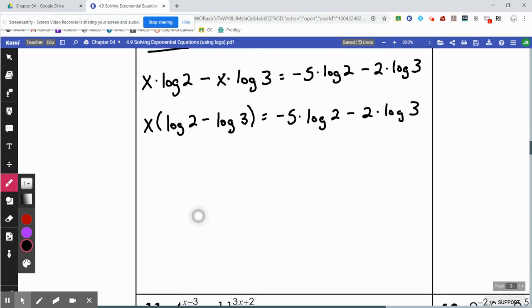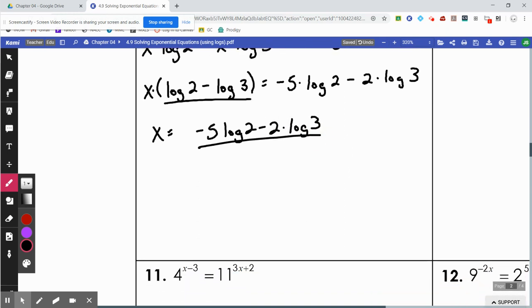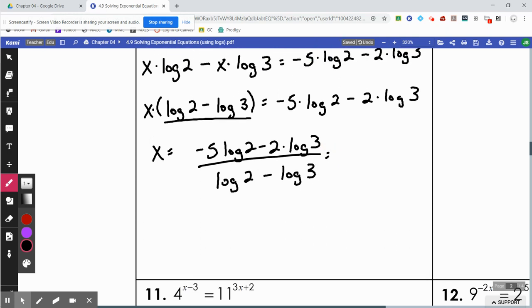And now to solve for x, we're going to simply divide. Since these are being multiplied, we're going to divide by this whole term. So x is going to equal negative 5 log 2 minus 2 log 3 divided by log 2 minus log 3. That is an exact answer. Now, you could clean this up.